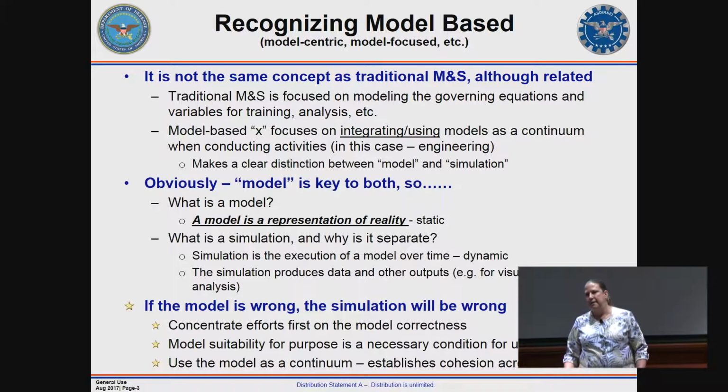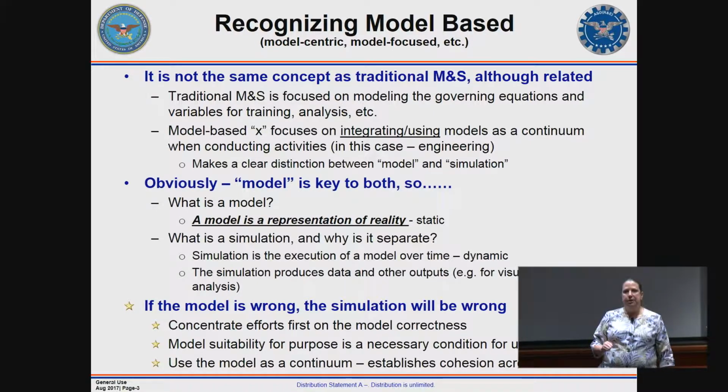That's just silly, right? So let's stop that practice. So now you're getting into why digital engineering is important, right? Model is the continuum. It's the technical source of truth.